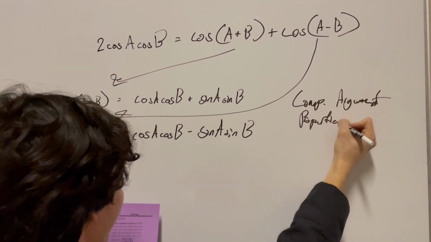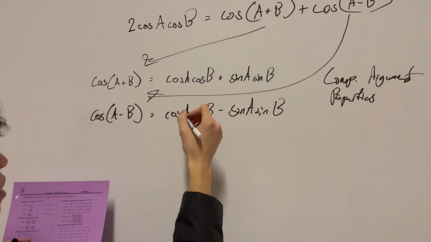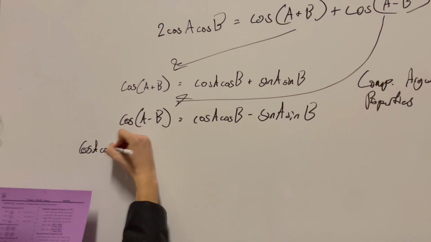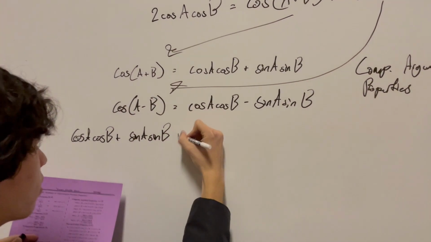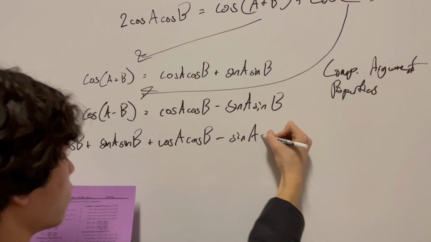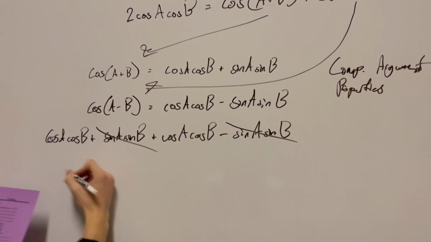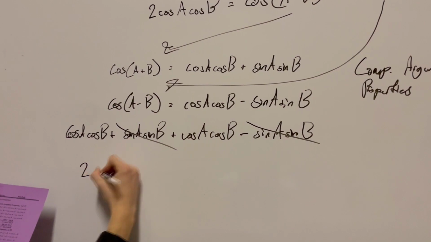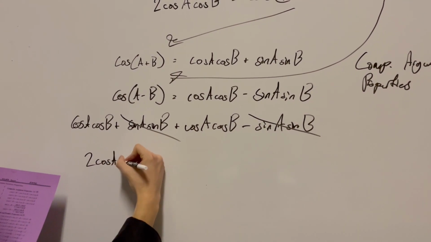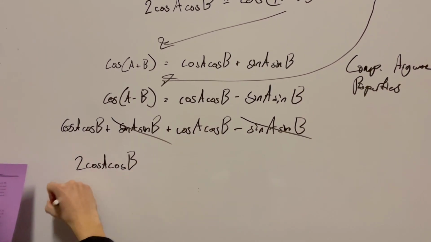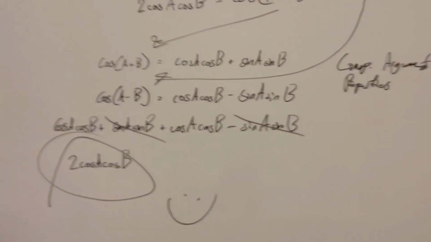When we put them back into the equation, we get cosine a cosine b minus sine a sine b plus cosine a cosine b plus sine a sine b. The positive and negative sine a sine b's cancel out, and we're left with cosine a cosine b plus cosine a cosine b, which simplifies to 2 cosine a cosine b.